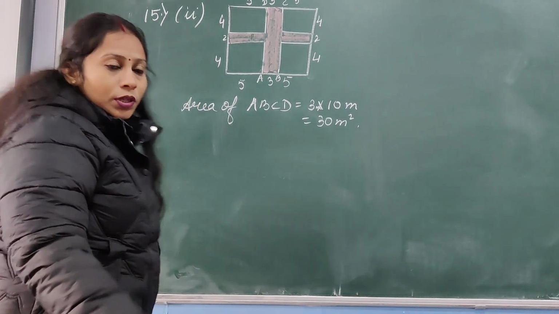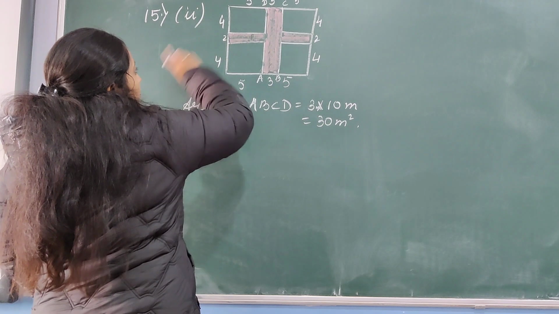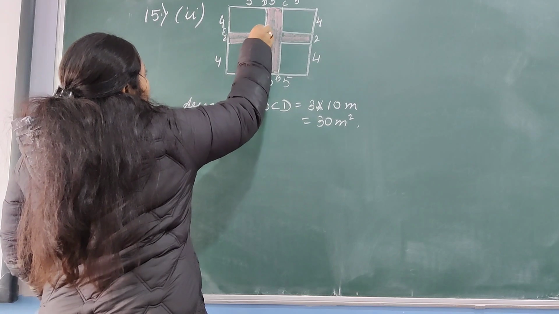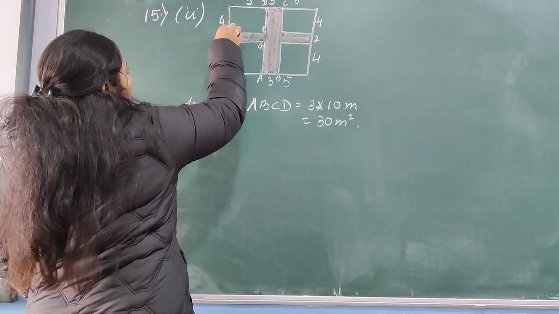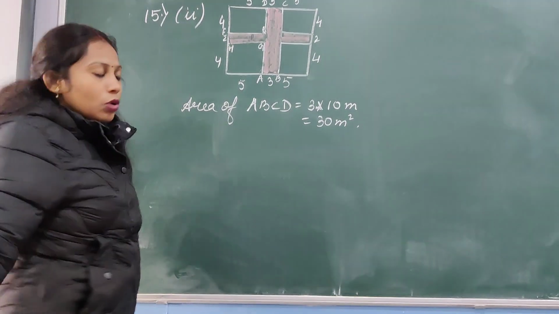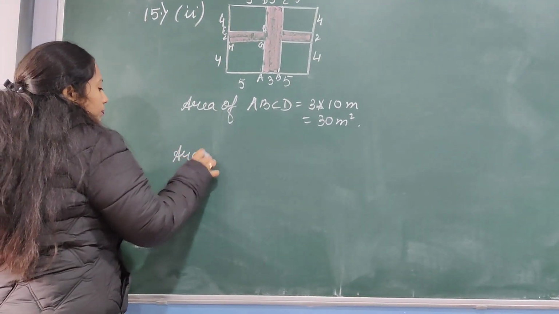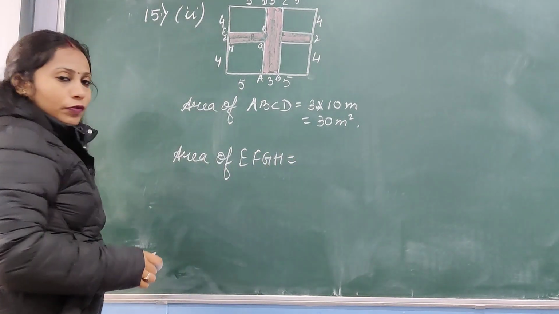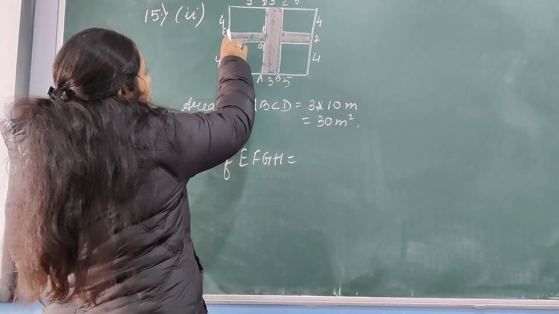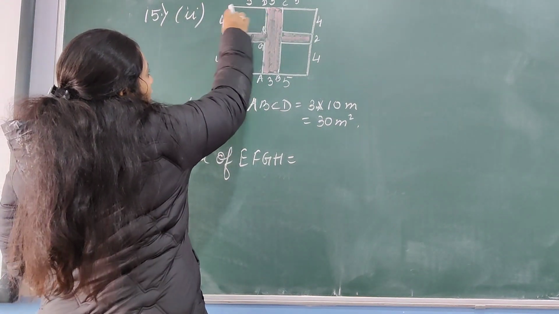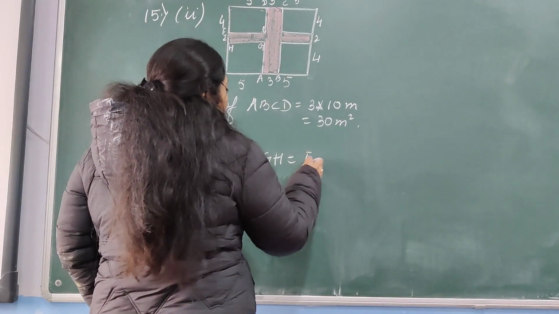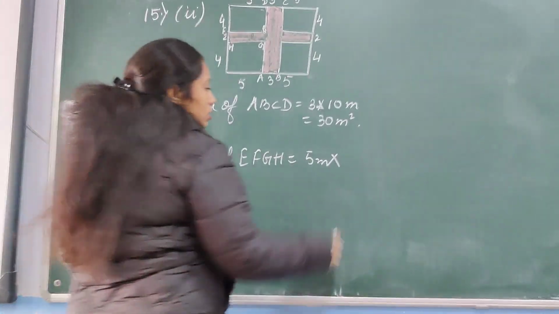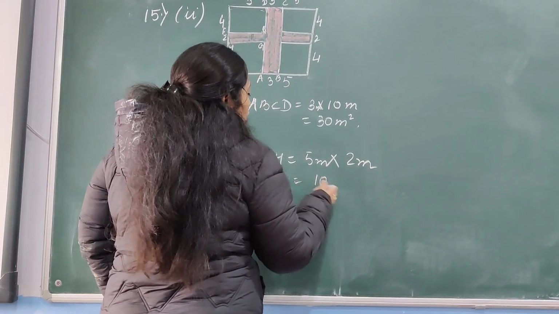I hope it's clear. Then area of this E, F, G, H. This is E, this is F, this is G, and this is H. Okay. So area of EFGH will be, see, what is the measure of EF? You can see this is 5, isn't it? 5 meter. And what is the measure of this EH? You can see it is 2 meters. So this is 10 meters square.